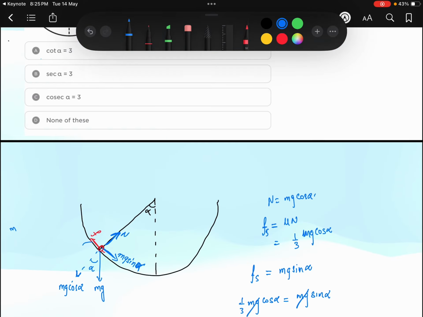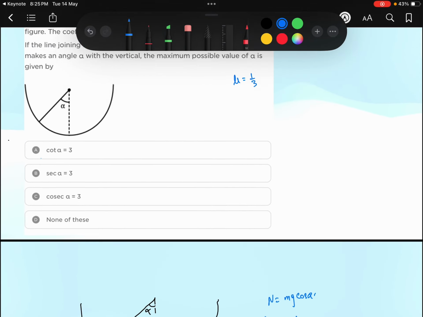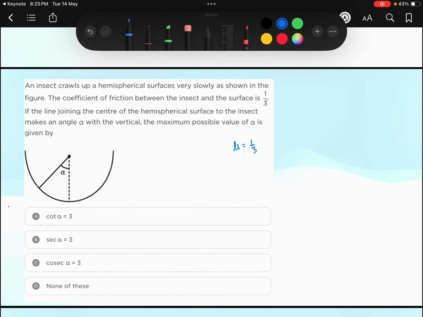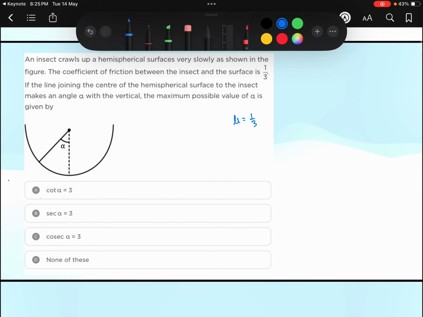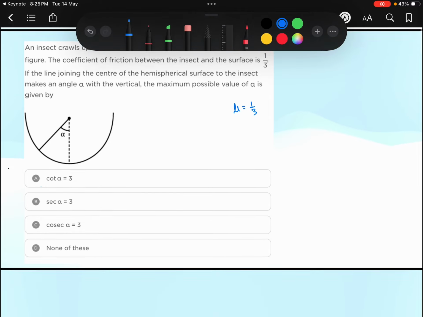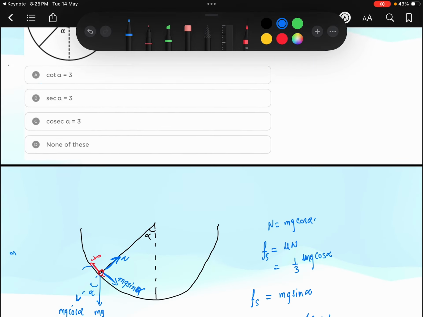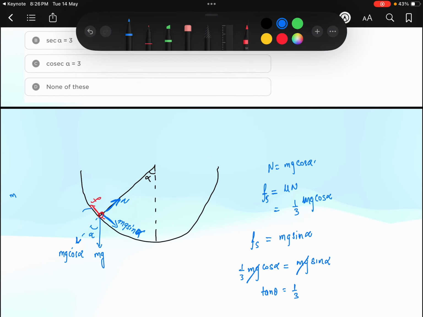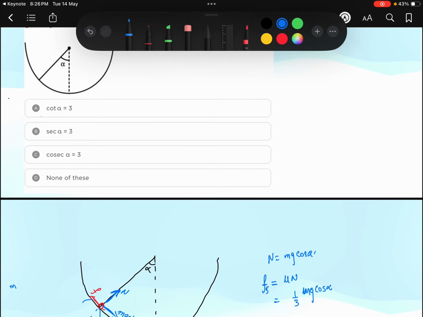Okay, so what is the answer we have to check here? We have to find the maximum possible value of alpha for which the insect is at rest. Okay, so here tan alpha is equal to 1 by 3, that means cot alpha is equal to 3. So tan alpha I can write as 1 by cot alpha, that is equal to 1 by 3. So cot alpha will be equal to 3. Okay, so option A is the correct answer.